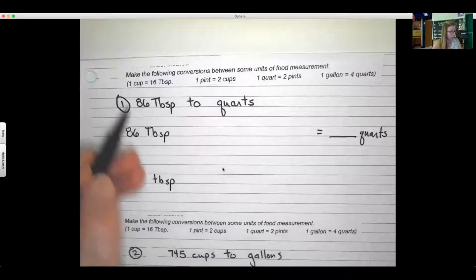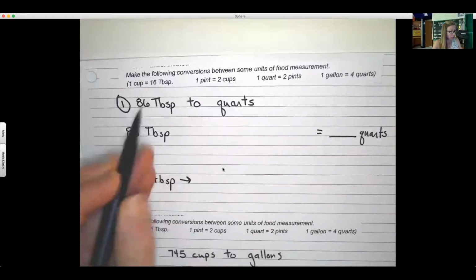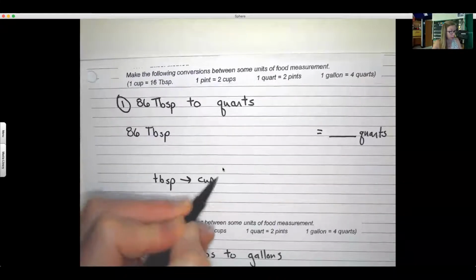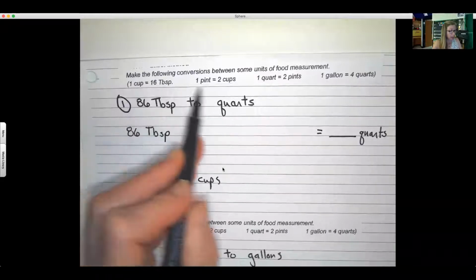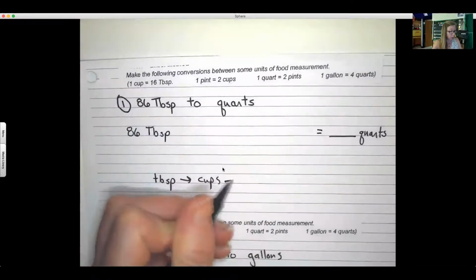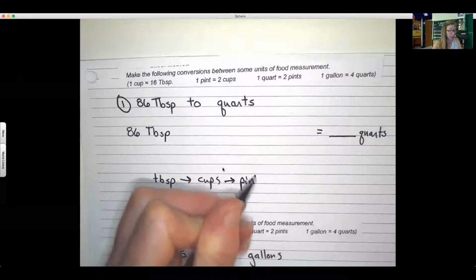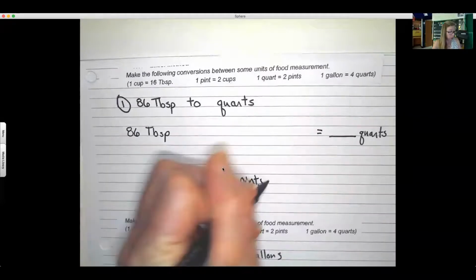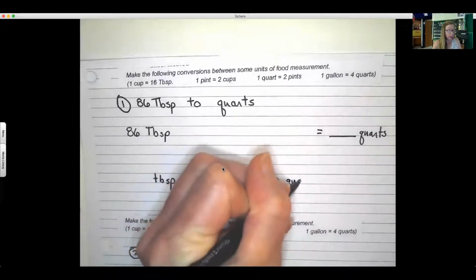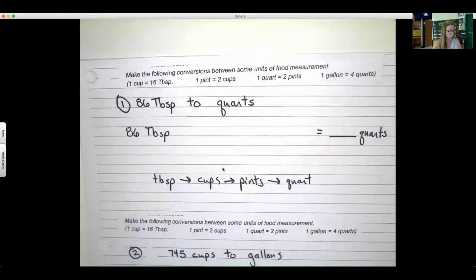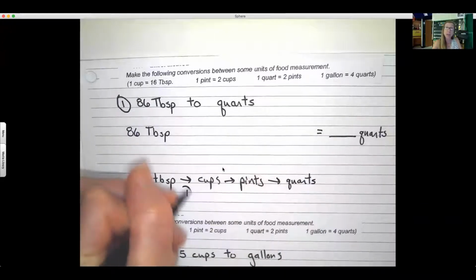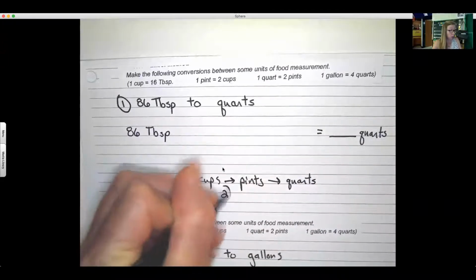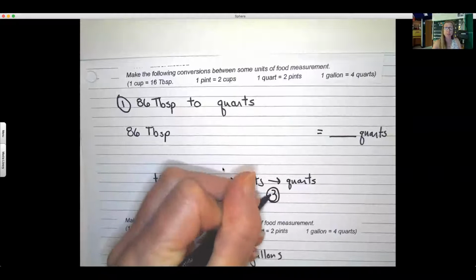Well, let me see. Tablespoons, I can go to cups, and then I can go from cups to pints. I know how to do that. And I got pints to quarts. So I do have a path to quarts. And that path has 1, 2, 3 steps.